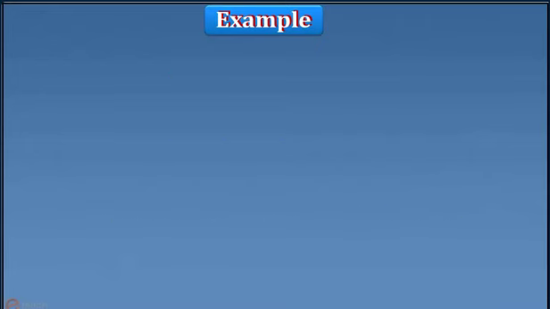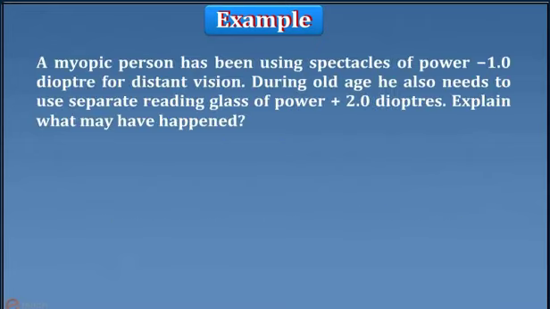Let us have another example. A myopic person has been using spectacles of power -1 diopter for distant vision. During old age, he also needs to use separate reading glass of power of 2 diopters. Explain what may have happened. Let us have the solution.